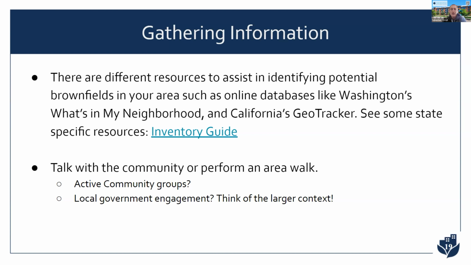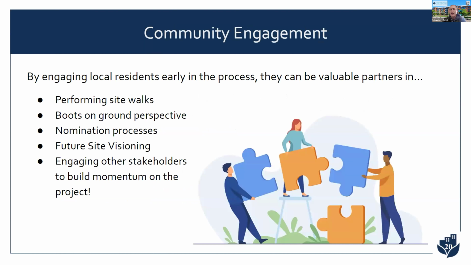And then oftentimes, just walking the area can be a great way to identify sites, and people want to be heard. So perhaps a nomination process with the community could make sense to allow them to let you know what brownfields are talked about in their area. And we want to ask, what are the active community groups that maybe want to be a part of this work? And by engaging them early, they can take some ownership and be valuable partners.